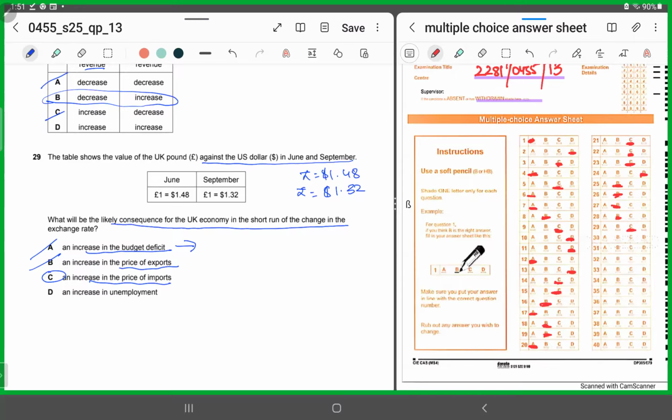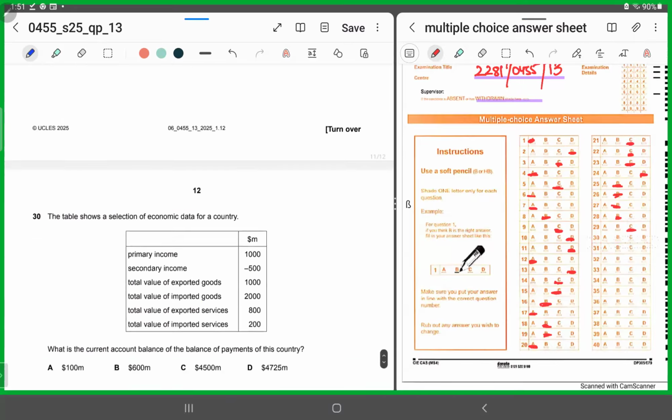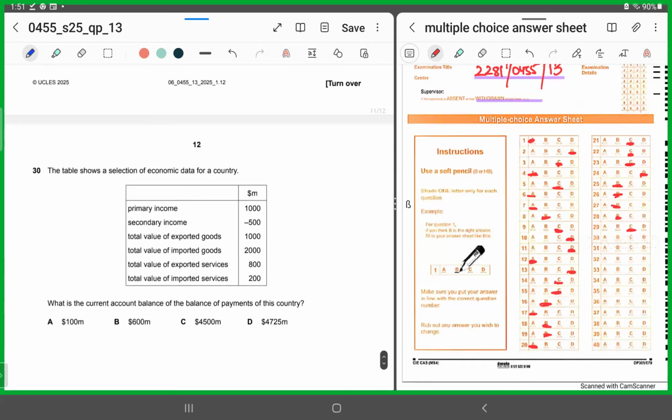Alright, 30. That's the last MCQ. The table shows a selection of economic data for a country. It's displaying all the four components that are included in the current account balance of the BOP of a country: primary income, secondary income, total value of exported goods and imported goods, and total value of exported services and imported services. So now what we'll do, we'll first calculate the trade in goods.